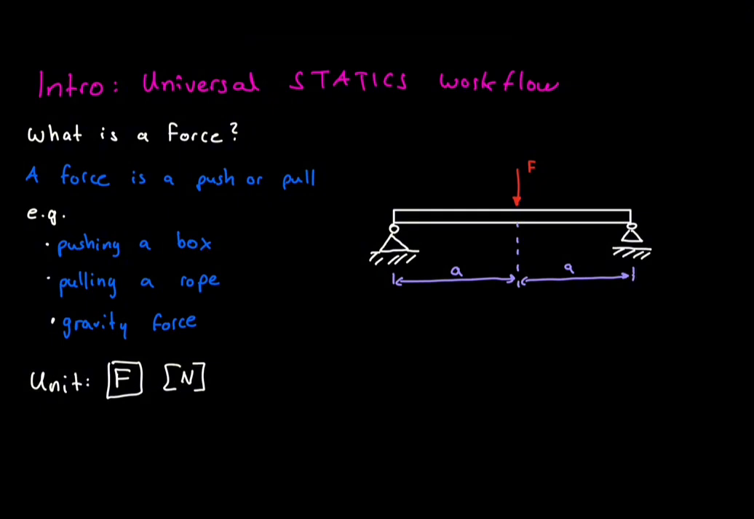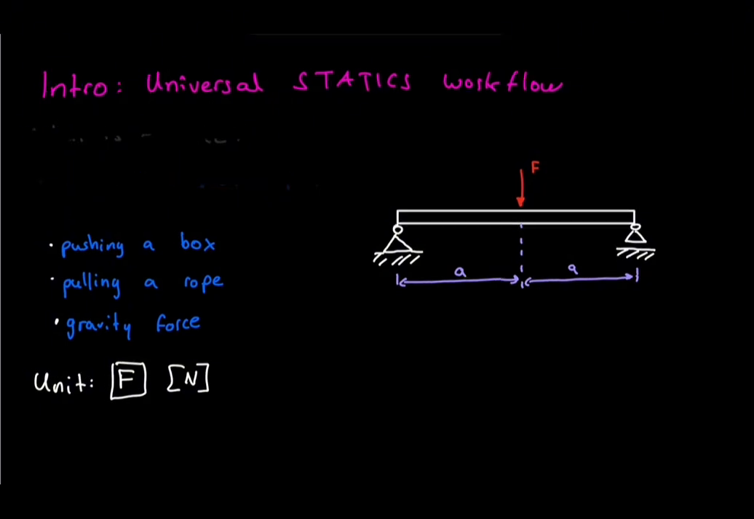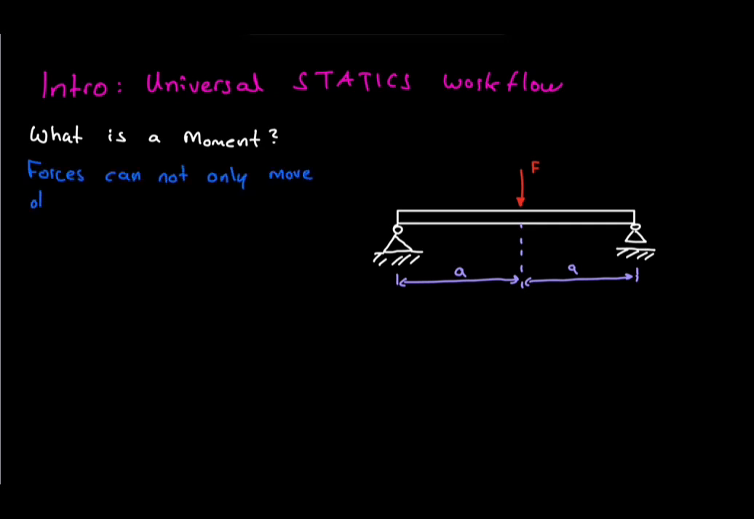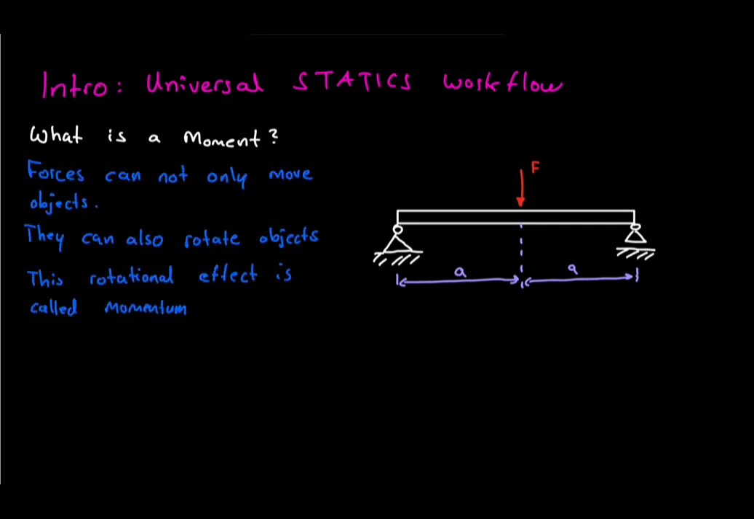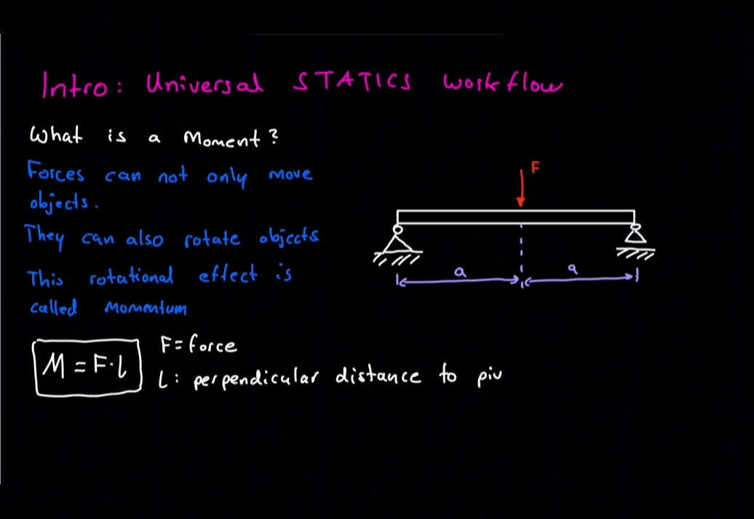But forces do not only move objects, they can also rotate objects. This rotational effect is called a moment. Think about opening a door. If you push near the hinge, the door is difficult to open. If you push at the handle, the door opens easily. The reason is that the distance from the hinge is larger, creating a larger moment. The moment is equal to the force multiplied by the perpendicular distance from the pivot.